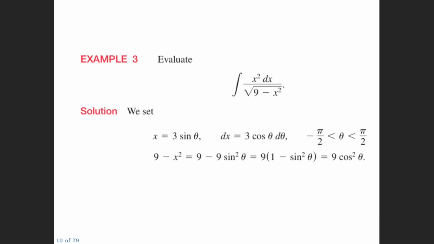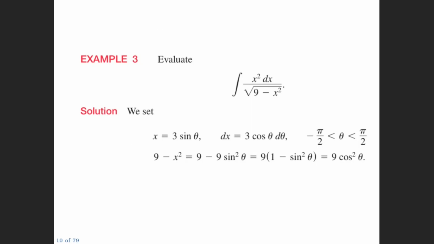Calculate the integral of x squared dx over the square root of 9 minus x squared. Now again, we have an a squared minus x squared term here. That tells us that we want to be using sine. So we let x be 3 sine theta, just as we did 2 examples ago. And then dx must be 3 cos theta d theta. And 9 minus x squared is 9 cos squared theta.